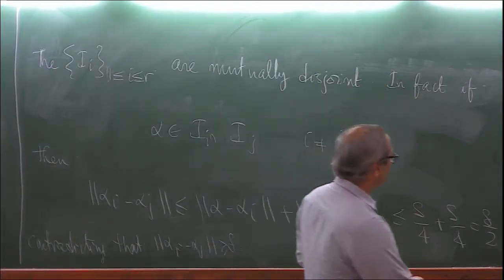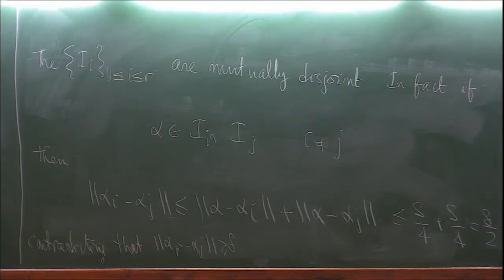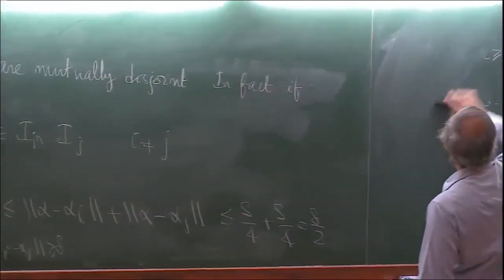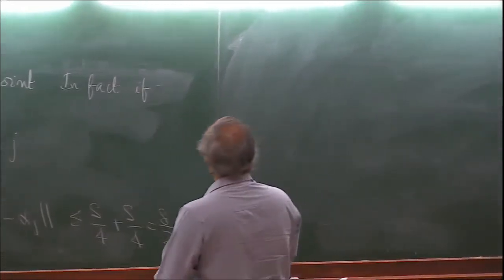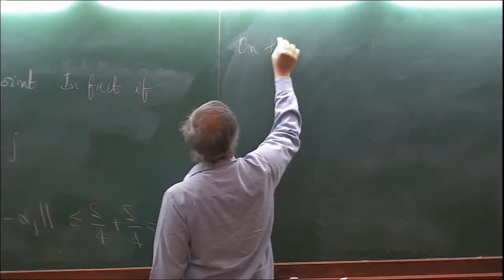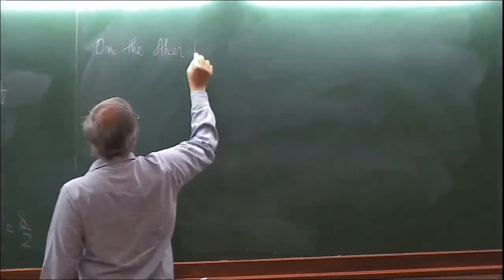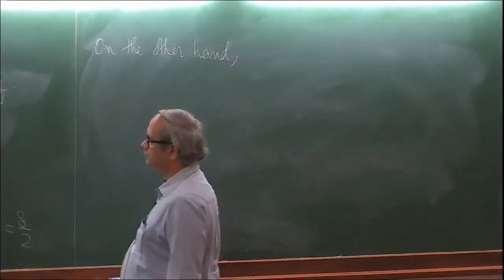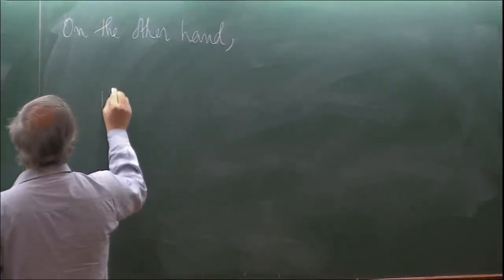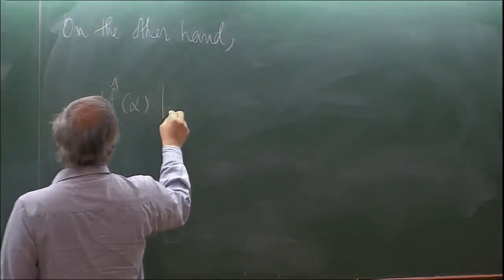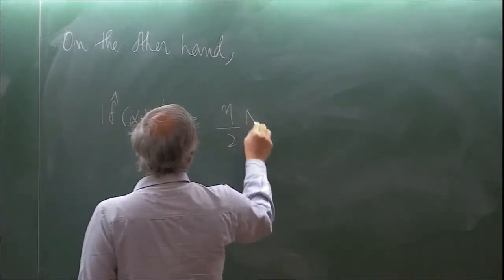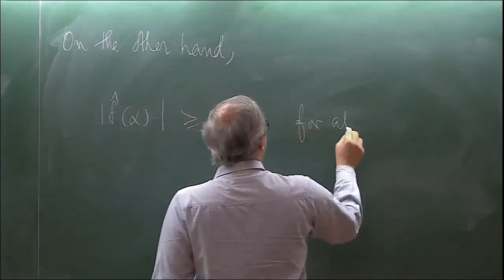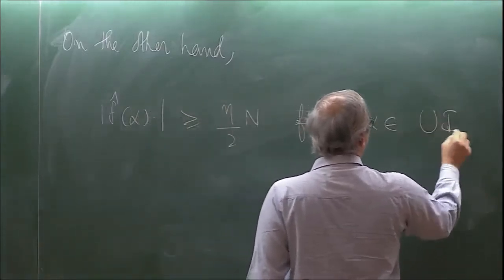On the other hand, we see that for any alpha in the union of these intervals I_i, f hat is actually big. The Fourier transform is big. So that's on the one hand. On the other hand, you have that f hat of alpha is bigger than, say, eta n by 2 for all alpha belonging to the union of I_i.